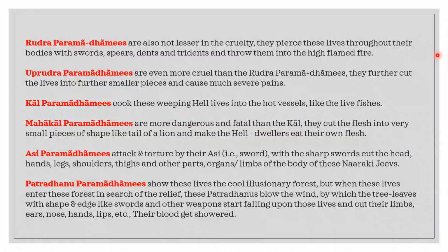The next is the Patradhanu category of Parmadhamis. The Patradhanu category of Parmadhamis are very smart. What they do is they create an illusion of a forest. When these jeeves or Narkis try to find relief and they see the forest, they will enter the forest. And these Patradhanu Parmadhamis blow the wind. The trees in this forest have leaves as sharp as weapons. And these leaves fall on the jeeves of Narkis and they cut the limbs, ears, nose, and so on and so forth, and various organs. So that is the Patradhanu category of Parmadhamis.